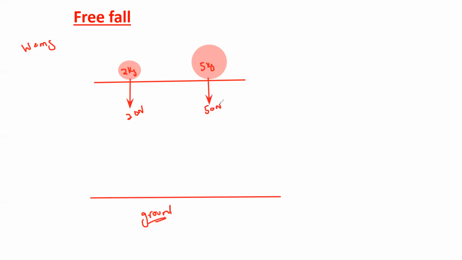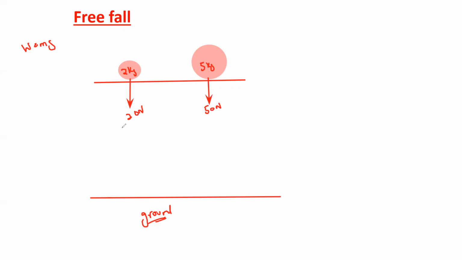So what will be the force acting? This is the ground or the surface. The force of gravity of the earth is acting on these objects which have mass. What about the weight of the 2 kilogram object? The weight of 2 kilogram will be equal to 20 Newton because the gravity of the earth is 10, so weight is mass multiplied by gravity. What about the weight of the 5 kilogram object? It will be 5 multiplied by 10, that is equal to 50 Newton.